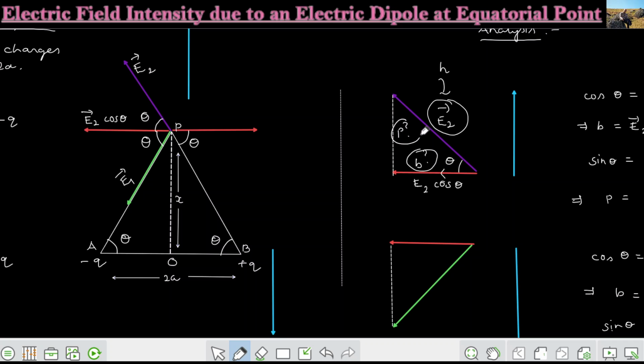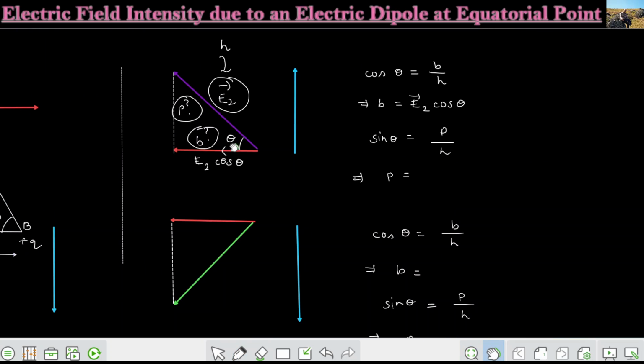Then we will determine this perpendicular component, which acts in this direction. Similarly, in order to find this perpendicular, you use sine. Sine is perpendicular by hypotenuse. So for that perpendicular part, this unknown quantity, what is the hypotenuse? Hypotenuse is E2. So you write E2 sine of theta. So that component will be E2 sine of theta.